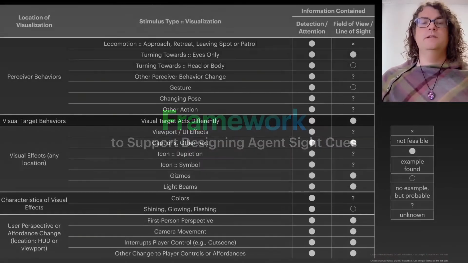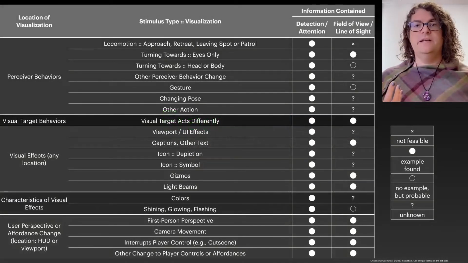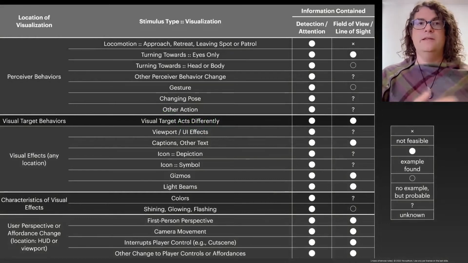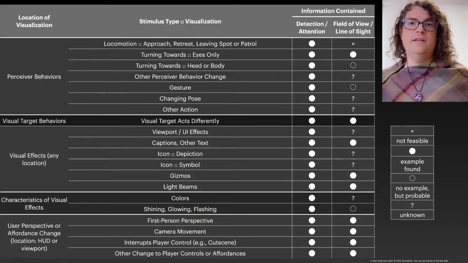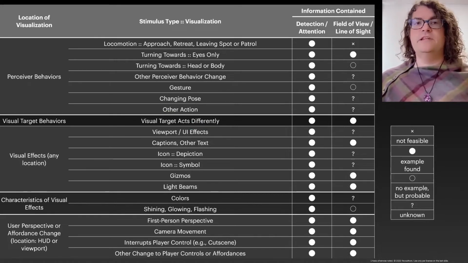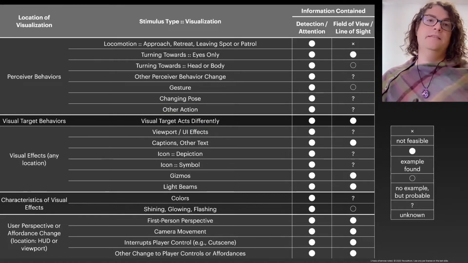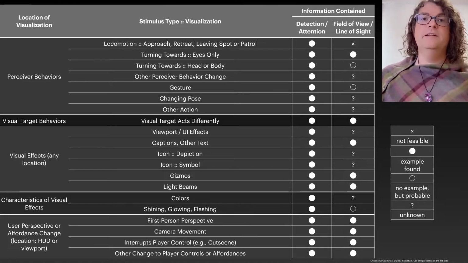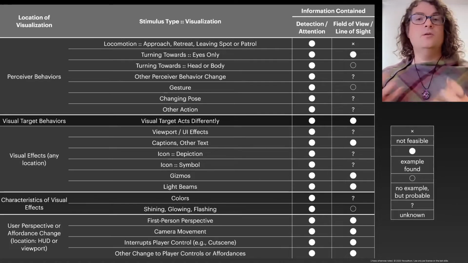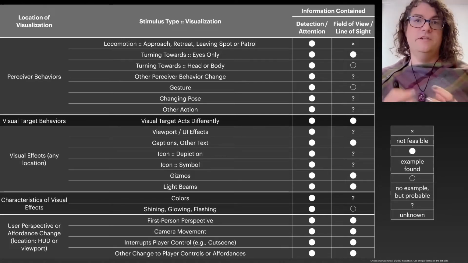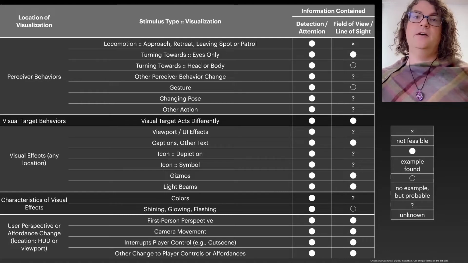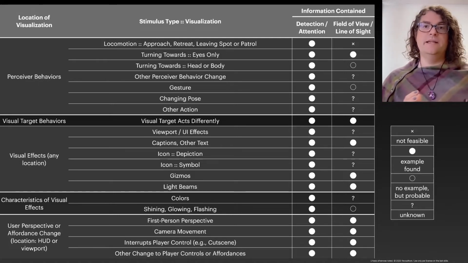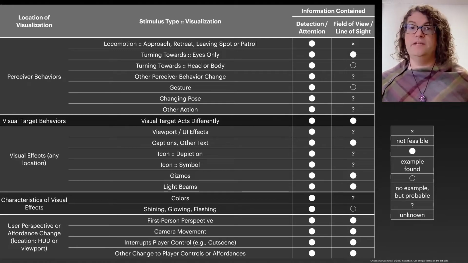So our framework, very briefly, again, there's much more detail in the text, but I'll walk through several examples and how to use it. We split things into the high-level category, the location of the visualization or the sonification, and then some description of what is actually being signified to the player, and then what information does that contain. All of the cues that we have indicate detection and attention, but some of them vary on how they can show line of sight and field of view, things that are less certain and related heavily to the sensors that an agent possesses.